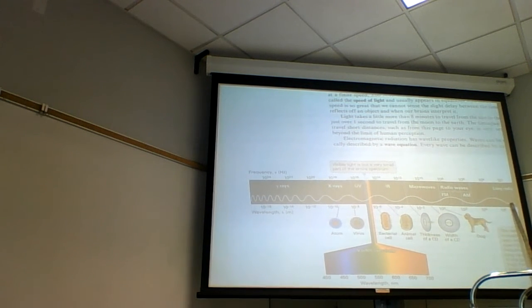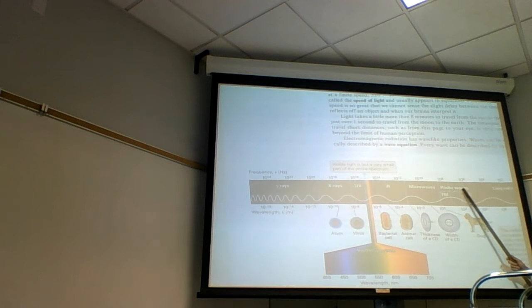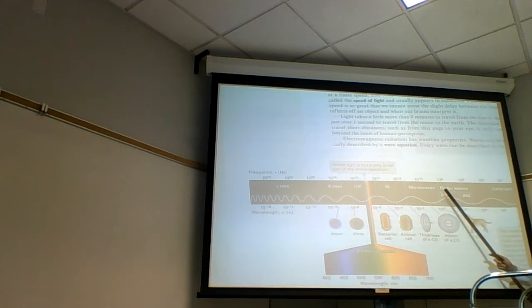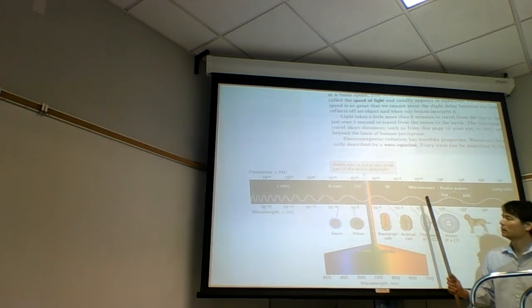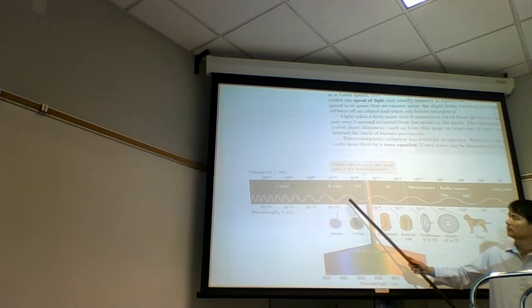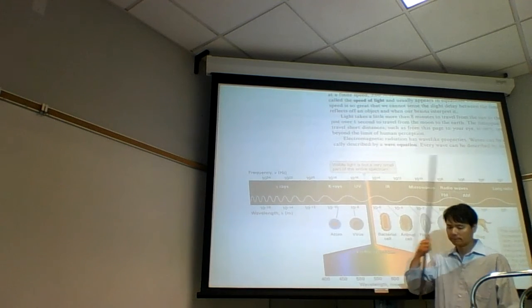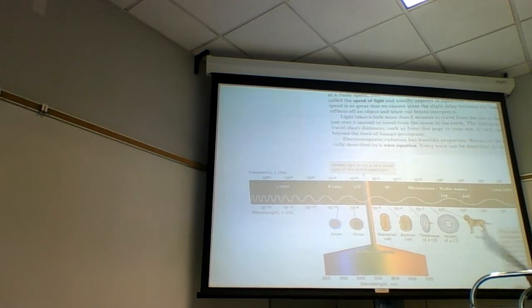Over here, it's not oscillating very fast. We have what are called radio waves. Then we have microwaves, infrared. None of these we can see. Then visible, which we can see, ultraviolet, which we can't, X-rays and gamma rays. And what's the difference? Well, the difference is how fast those fields are oscillating.